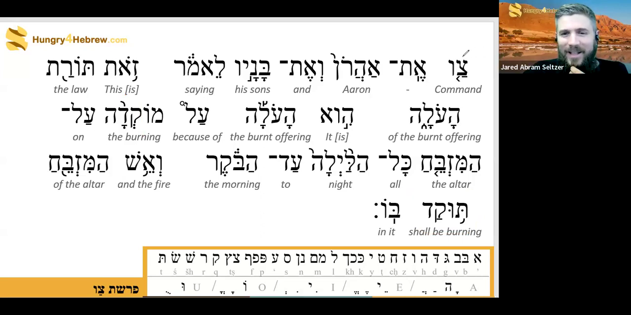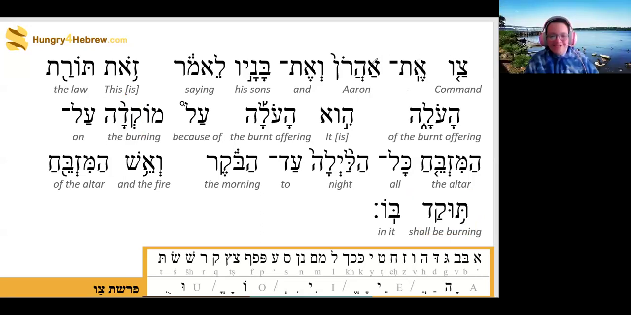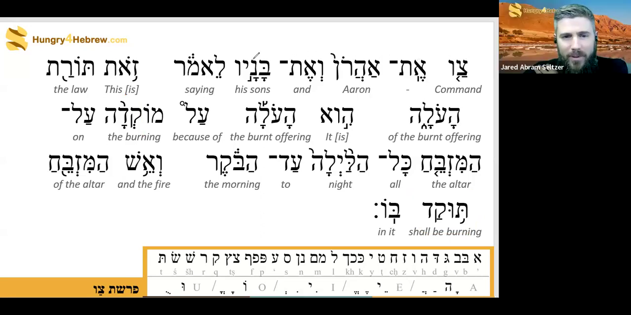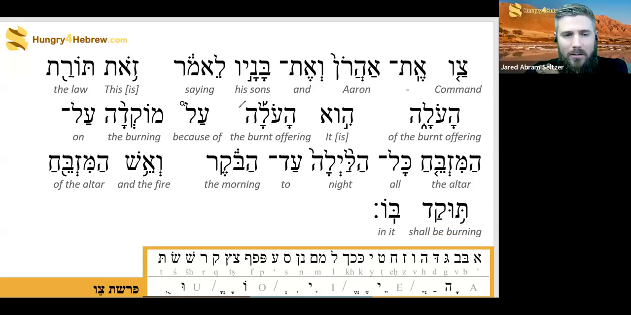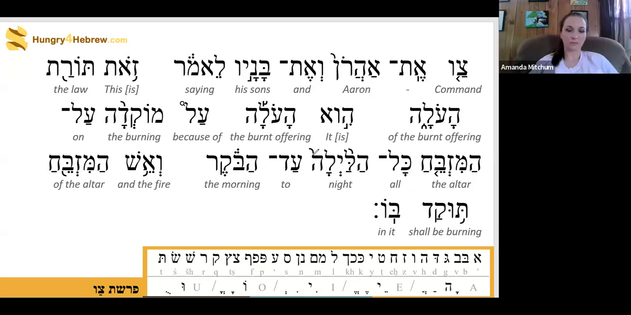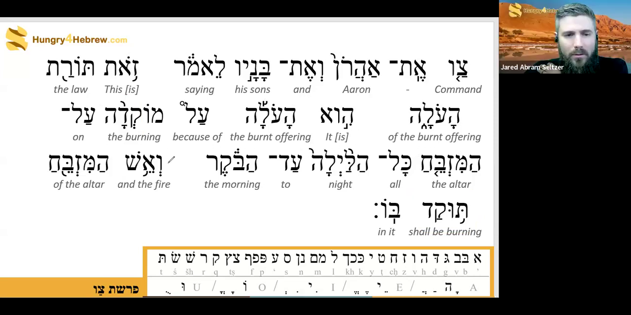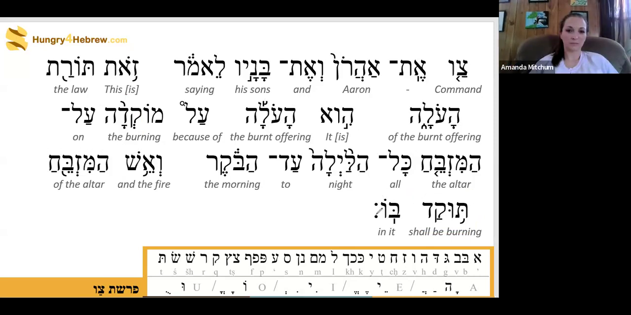Tzav et Aharon ve'et banav lemor zot Torat ha'ola hi ha'ola al mokda al hamizbeach kol halayla ad haboker ve'esh hamizbeach tukad bo.